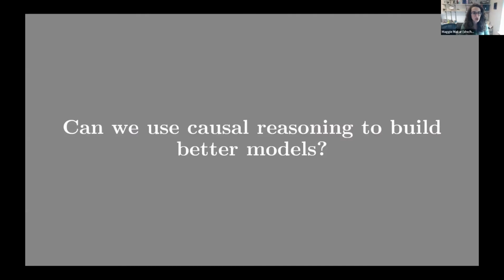So a core question that I ask in my research, and this is also the work that I'm excited to talk to you about today, is can we incorporate causal reasoning to build better models?